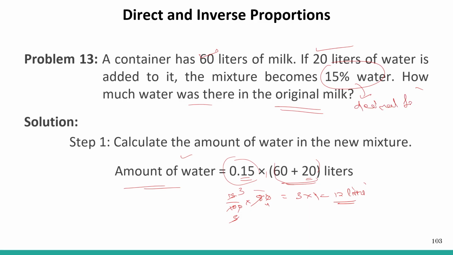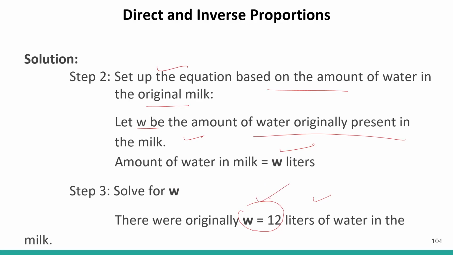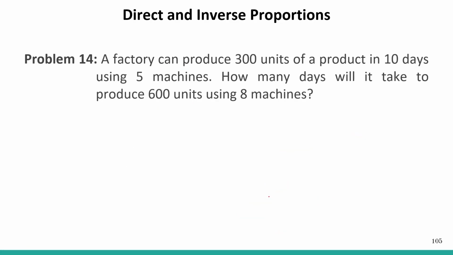Decimal form, that is 0.15, right? And what we do is we multiply it with 80. So what we are left with is 3 into 4 is equal to 12 liter. So we evaluated W is equal to 12 liter of water. So let's see problem number 14.